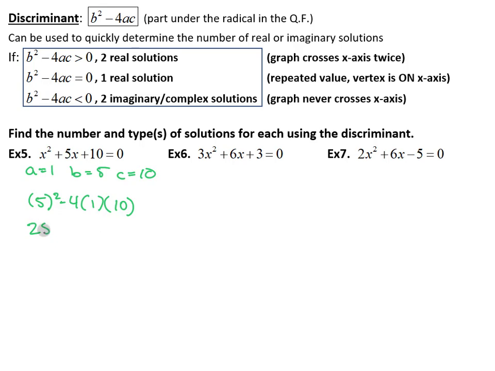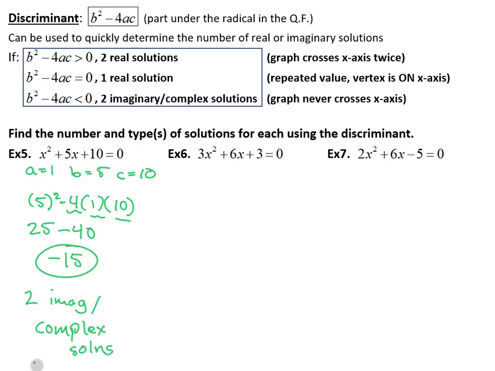This is 25, and we know we can go ahead and multiply these together, which gives us -40. And I end up with -15. So keep in mind, this is the part that would have been under the radical, right? So we would say this is the value of my discriminant, and then what does it mean? It means we're going to get two imaginary or complex solutions. It also tells me that my graph never crosses the x-axis. That's why we're getting imaginary solutions. So remember, when the discriminant is less than 0, if it's any negative number, we get two imaginaries.